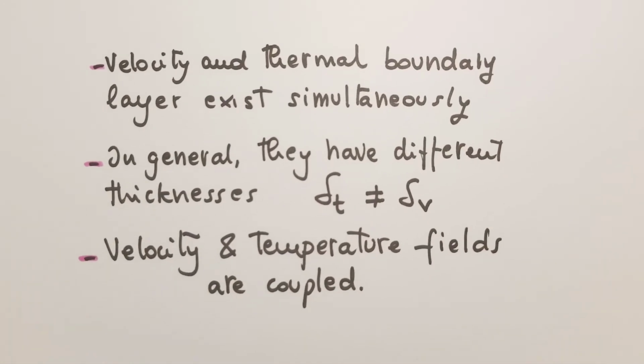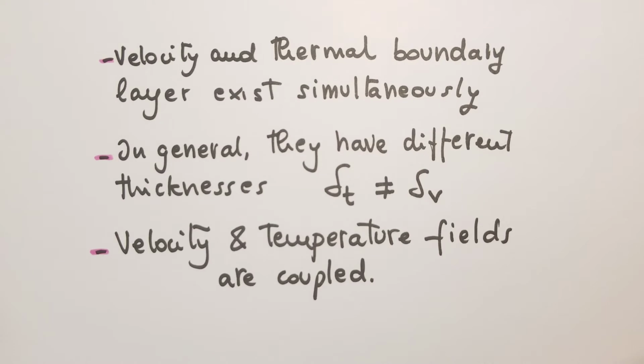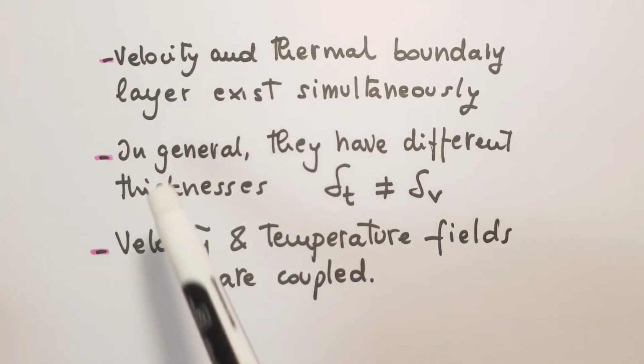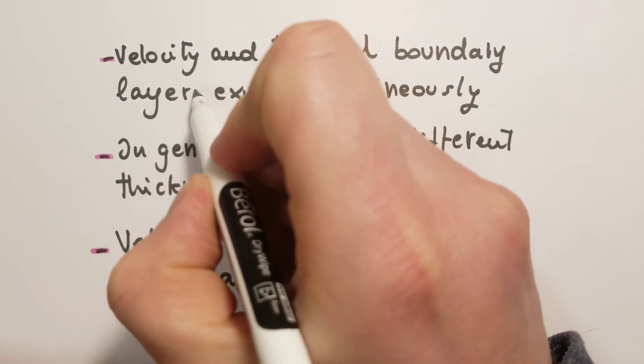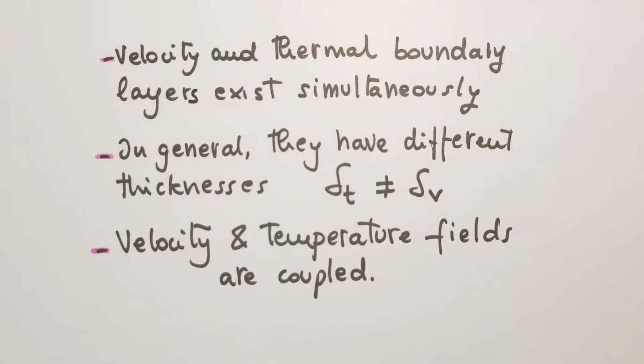So as we have a flow over a flat plate, we have temperature gradients and velocity gradients, so the velocity and thermal boundary layers exist simultaneously. In general, they also have different thicknesses. And also, in the most general case, the velocity field and the temperature field are coupled. So to solve a convection problem in general, we will have to solve for the velocity field and the temperature field at the same time.